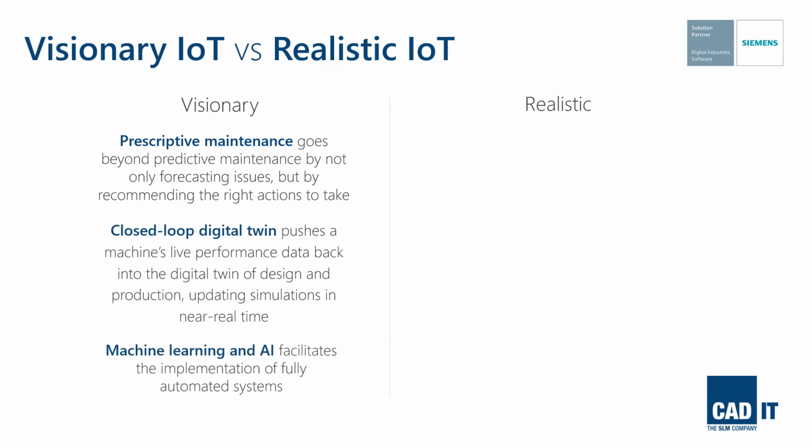So, how practical is it to implement predictive maintenance, build a closed loop digital twin, or automate your systems with artificial intelligence? If you ask yourself the question, do I even have to do any of these things to get value from IoT? The answer should be a resounding no. Well, the answer is a resounding no.